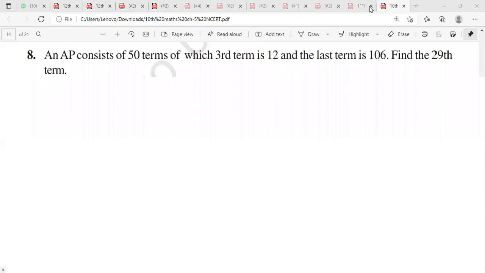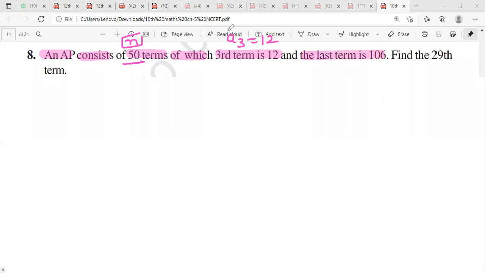Next question is question number 8. An AP consists of 50 terms. तो यहाँ पर आपको total number of terms given है. This is the value of n. Then of which third term is 12. That is A3 is equal to 12. Okay. And last term is 106.